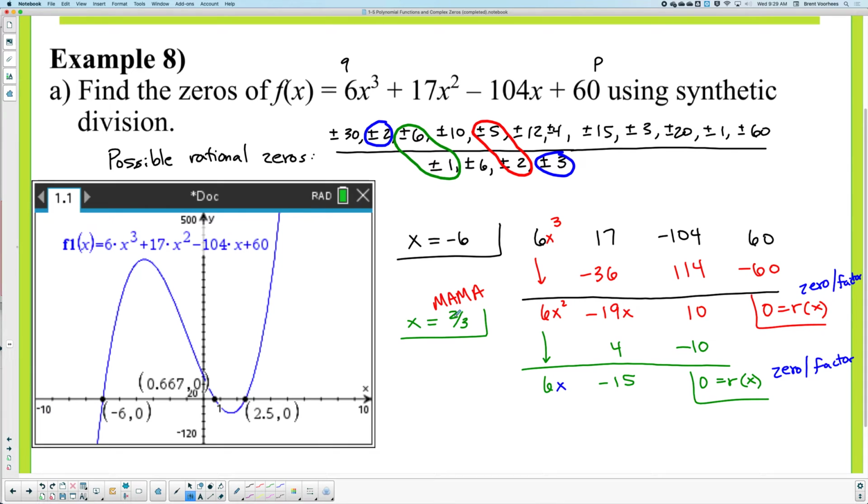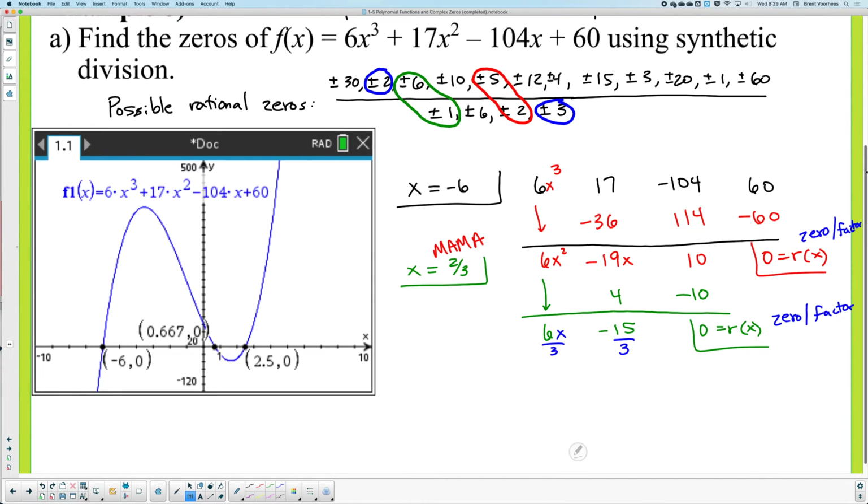Since this is a fraction, I need to divide these by 3, because technically the 6 should have gotten divided by 3. Did it? No. Now if you divide at the start though, it would have made this number wrong. So you have to wait till the end to divide, and you only divide the part that's not the remainder. Okay, so what does that mean we're left with? 2x minus 5, and I'm just going to solve this one without synthetic. I'm going to solve this one by algebra 1.